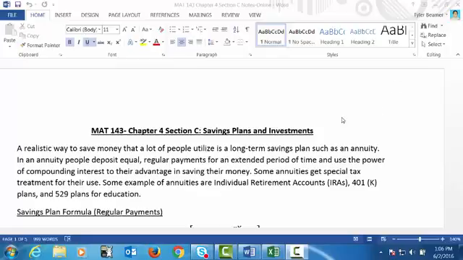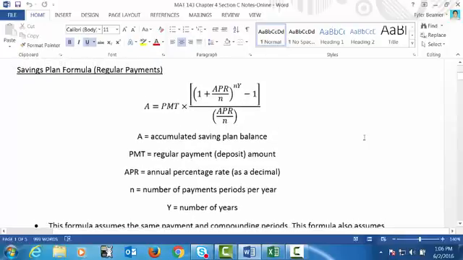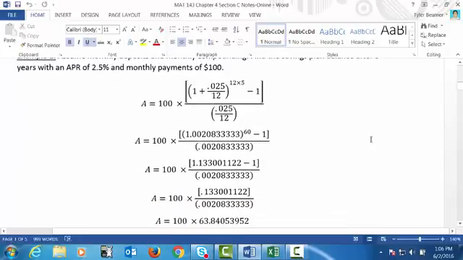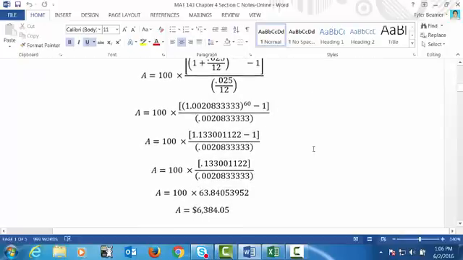So we're going to be working off of the Chapter 4 Section C notes, and as you can see here, we have our savings plan formula, which is the formula that Excel is using to do the computation. I have also given detailed work as to how to find these answers using the savings plan formula, computing this by hand with a calculator. Okay, we're going to use Excel, and then hopefully our answers match up.